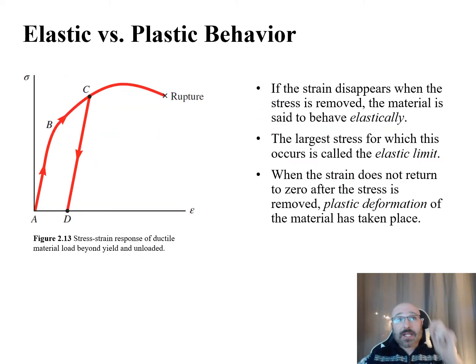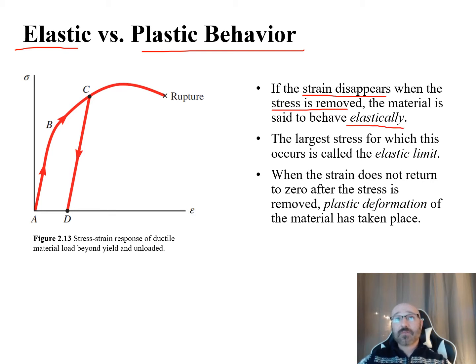Next, I want to take a look at elastic versus plastic behavior of a material. If the strain disappears when the stress is removed, the material is said to behave elastically. So how can we relate that to a stress strain graph? If you're in that linear region and it went straight up, and you were to remove the stress from it, unload the specimen, and it returns back to zero, that's said to be a purely elastic material.